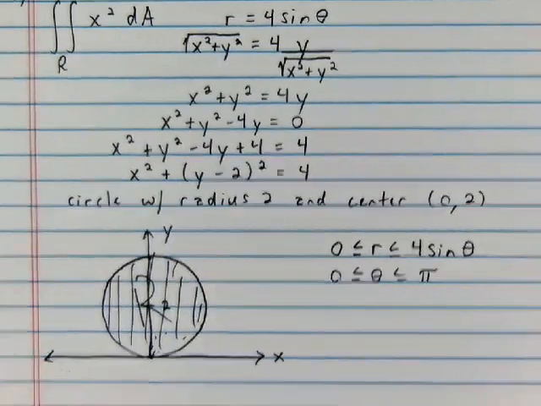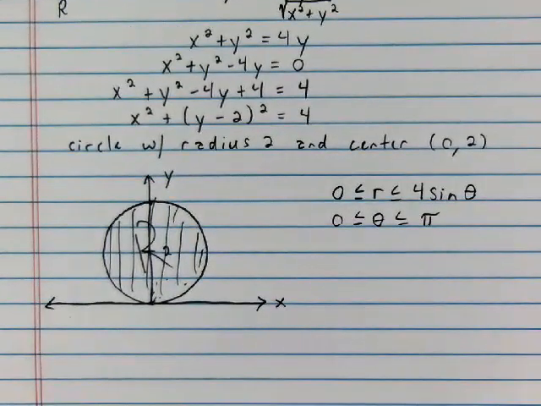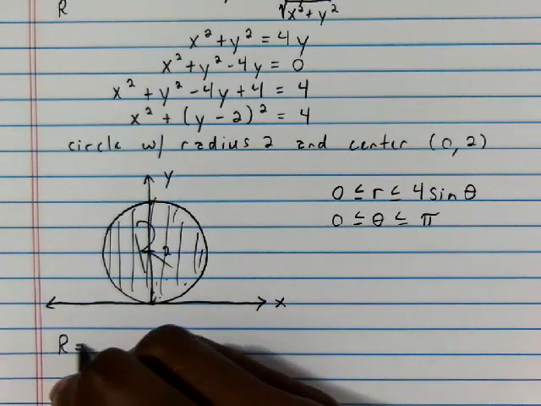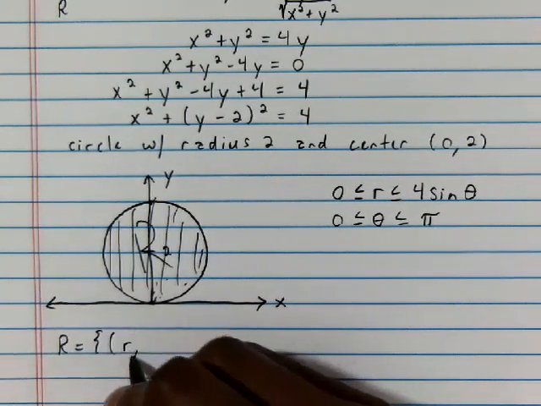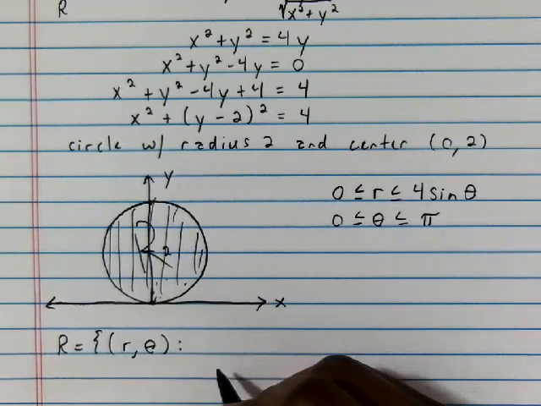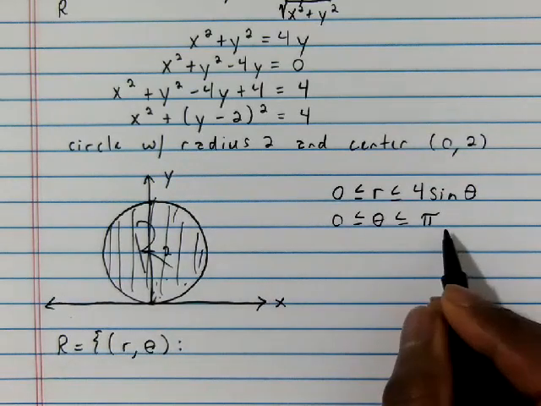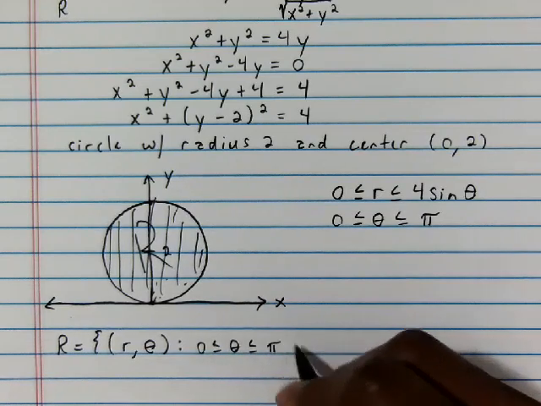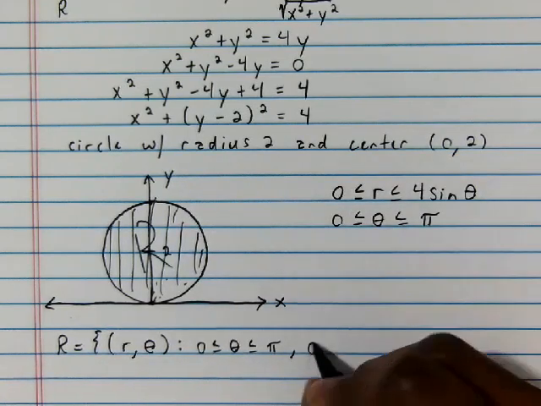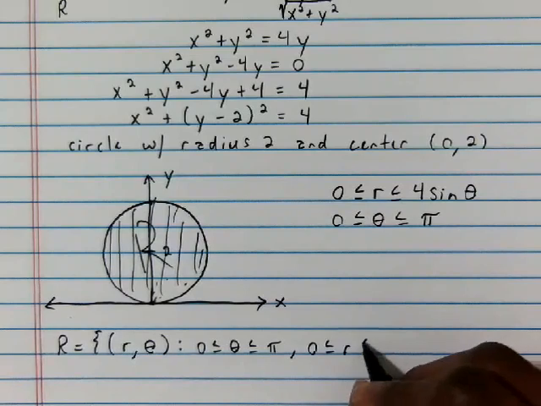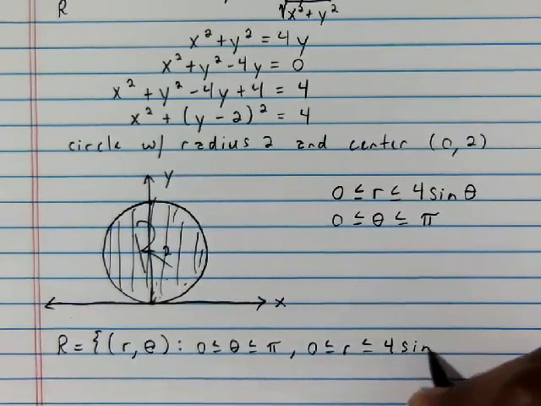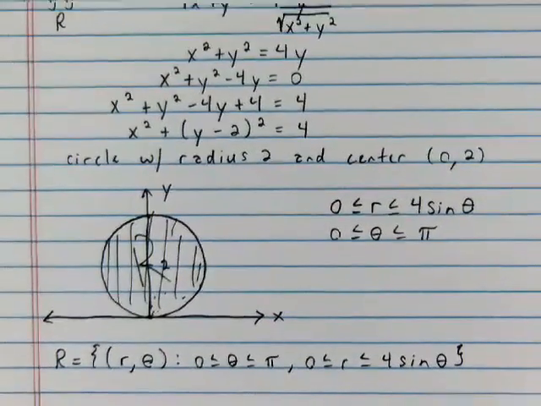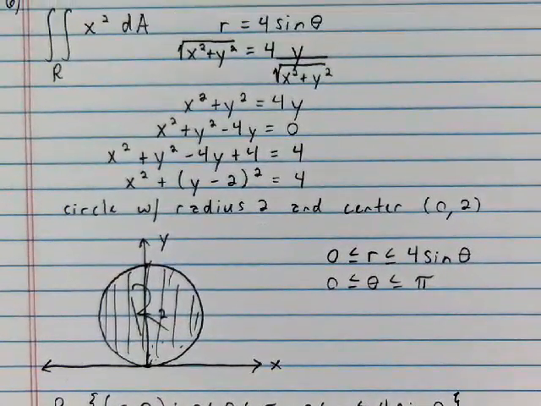All right, so now what we have is our region R equals the set of points (r, theta) such that theta is going between 0 and pi, and r is going between 0 and 4 sine theta. So now we go back to our original integral, and we need to set that up.